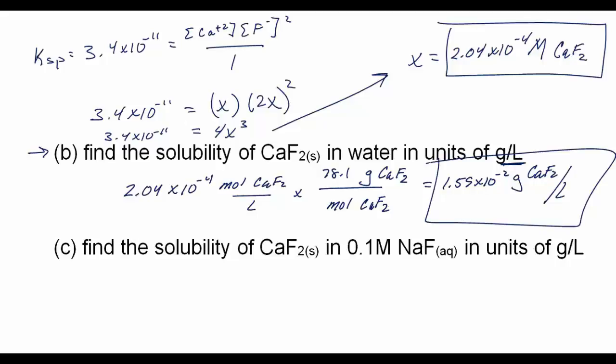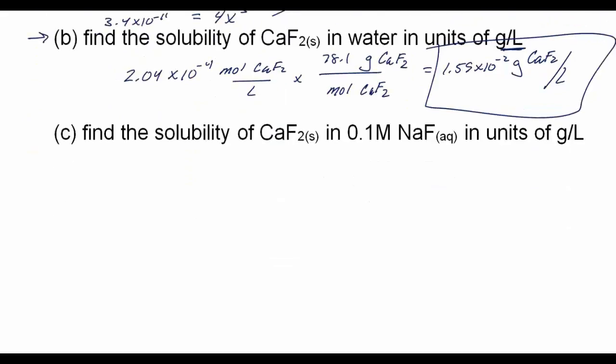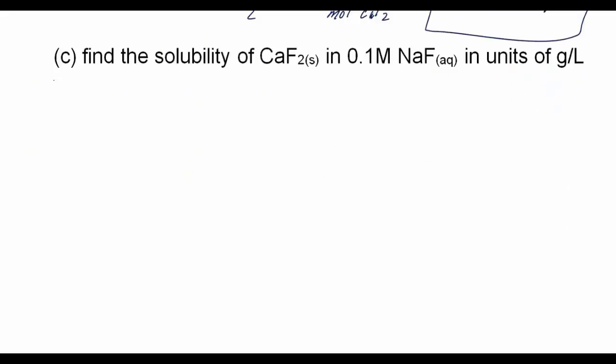Find the solubility of calcium fluoride in 0.1 molar sodium fluoride in units of grams per liter. Okay. Do you recognize this type of problem? They're never going to tell you this, but it's a common ion effect problem. When we see these compounds, we're not supposed to look at the alkali metal because they do nothing. Their sole purpose is to get the fluoride in solution. So now we have fluoride there initially. We have something to put in the initial row.